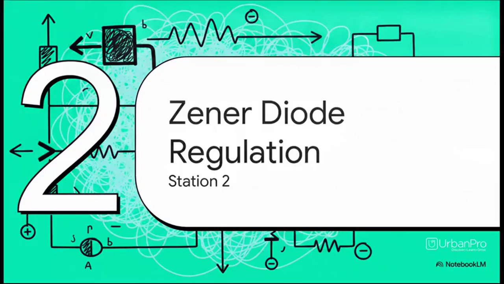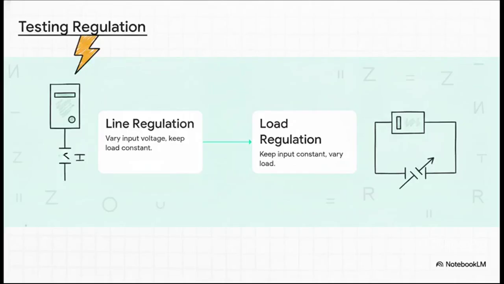Moving right along to station 2, Zener diode voltage regulation. Now, unlike your everyday diodes that would probably fry in reverse breakdown, the Zener diode is heavily doped and literally designed to thrive there. To prove the Zener acts as a true voltage regulator, meaning it keeps DC voltage perfectly stable no matter what, we break the experiment into 2 steps. First is line regulation, where we vary the input voltage but keep the load constant. Second is load regulation, where we freeze that input voltage but vary the load resistance.